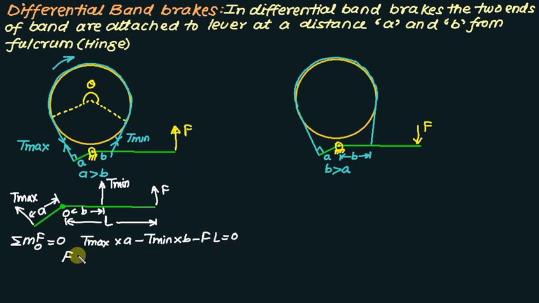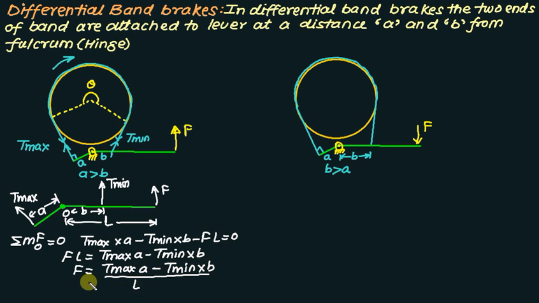So F into L is equal to T max multiplied by A minus T minimum multiplied by B, or F equals T max multiplied by A minus T minimum multiplied by B, divided by L. So what you observe here is that this force is T max multiplied by A minus T minimum multiplied by B, divided by L.